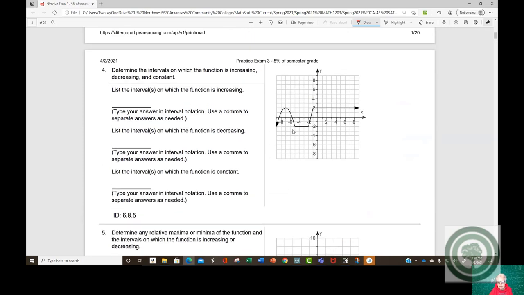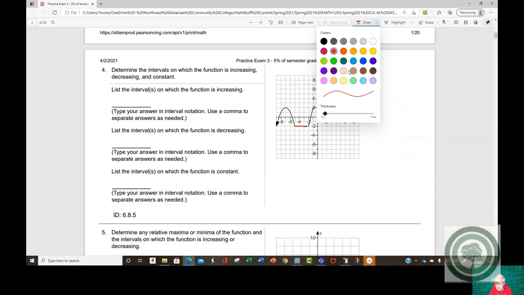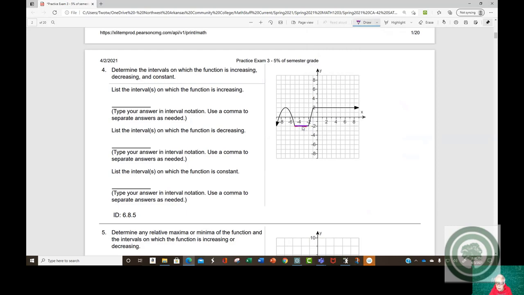Now here's constant. I don't usually make that red, do I? I usually make it, let's make it purple. Here's constant and here's constant. Just a review of what constant is.